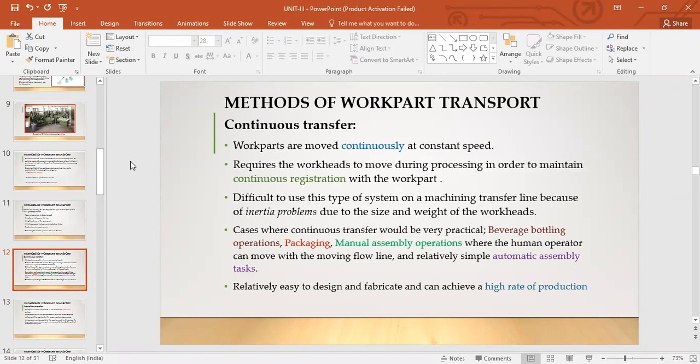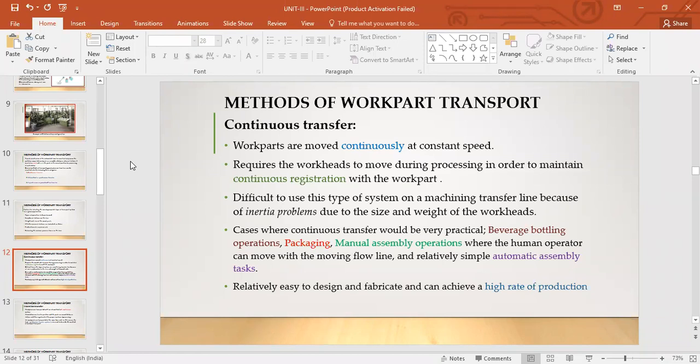include your beverage bottling operations, your packaging also, manual assembly operations where the human operator can move with a moving flow line. So that is also one place in the industry, where the human operator does the manual assembly, and relatively simple automatic assembly tasks also. So if it's a simple assembly task, then it can be done while it is moving. It is relatively easy to design and fabricate, and can achieve a high rate of production. So those are very easy to design and fabricate when compared to the other methods of work part transport.